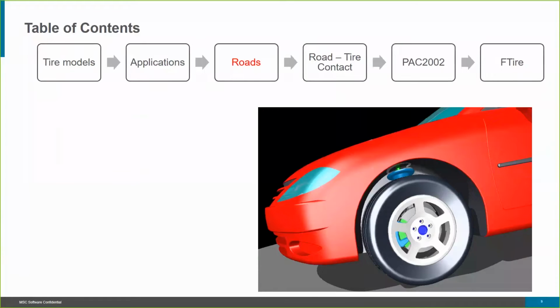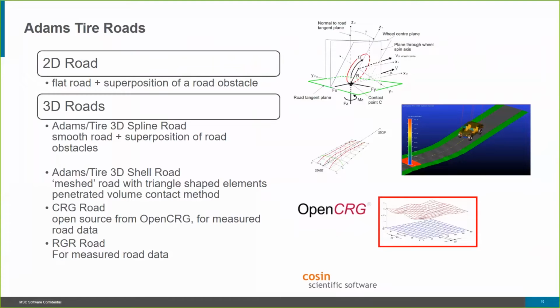And then I mentioned that the roads that are used to interface with the tire models play an important role with vehicle dynamics predictions. So having an accurate representation of the roads is also very important. So the Adams tire roads that we support here is the 2D road profile, which is traditionally a flat road, but it also has superposition of road obstacles. So you can have potholes as well in the 2D representation, or bumps.